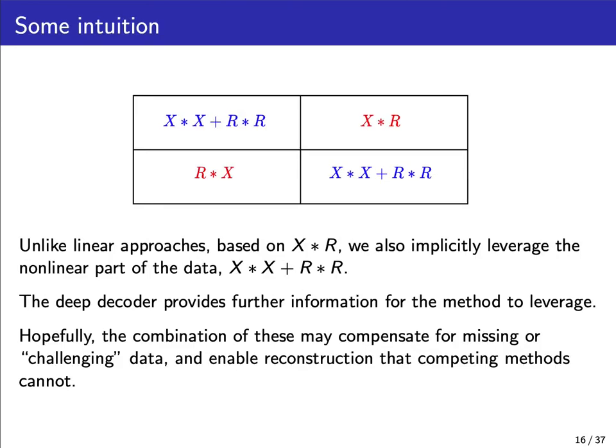So what's some intuition for what we're doing here? Unlike the linear approaches, which are based only on these red sections of our measurements, X correlate with R, where we know R, we're also implicitly leveraging the nonlinear part of the data. In addition, the deep decoder is further restricting our search space, and hopefully the combination of these can compensate for some of the missing data or the challenging aspects of experimental data and enable reconstruction that competing methods cannot.